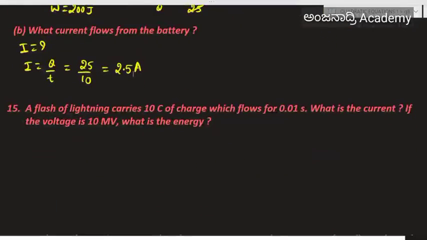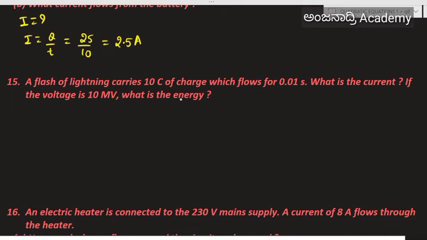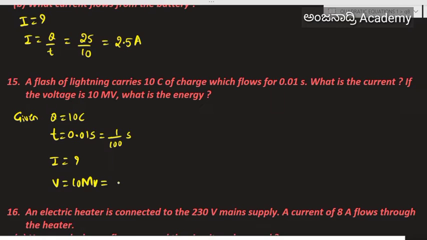A flash of lightning carries 10 coulomb of charge. Given in the problem, Q is equal to 10 coulomb, which flows for time equal to 0.01 second. It can be written as 1 divided by 100 second. What is the current? I is equal to question mark. If the voltage is 10 megavolt, 10 into 10 to the power 6 volt, mega means 10 to the power 6, what is the energy? W is equal to question mark.